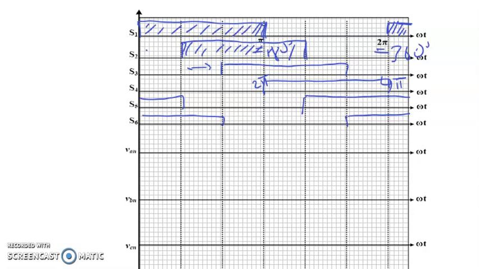So we have a blank of 3, conducting of 3 blocks, and blank. So you have here 3 blank and 3 conduction, so 3 conduction, another 3 blank. So 50% conduction, with the 180 degrees mode of conduction. Same for S6.